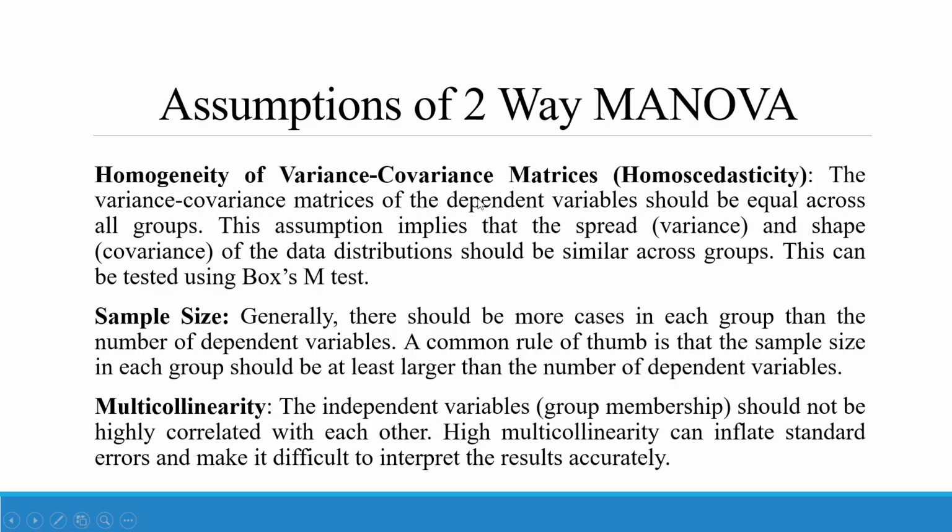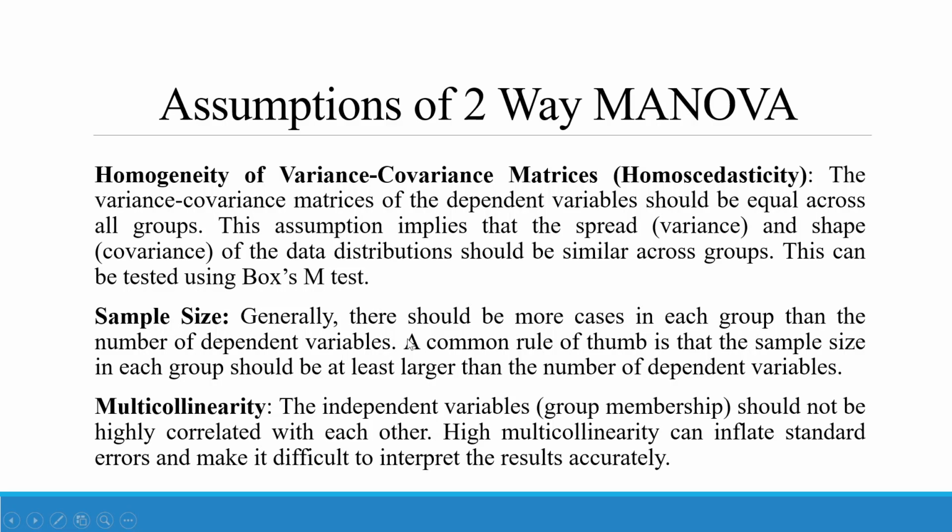Homogeneity of variance covariance matrices, homoscedasticity. The variance covariance matrices of the dependent variable should be equal across all groups. This assumption implies that the spread, variance, and the shape, covariance of the data distributions should be similar across groups. This can be tested using Box's M test.